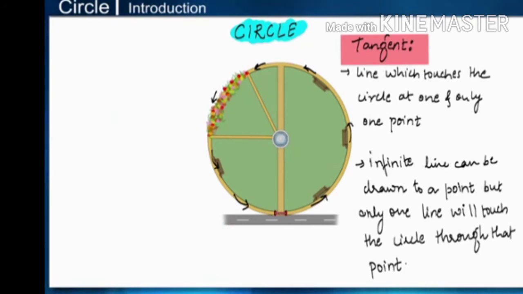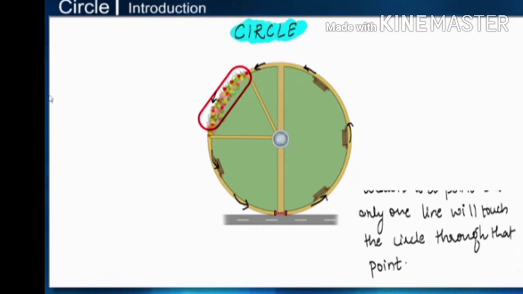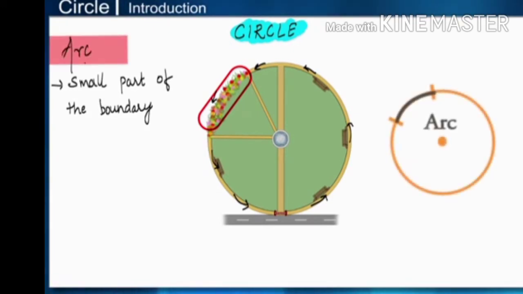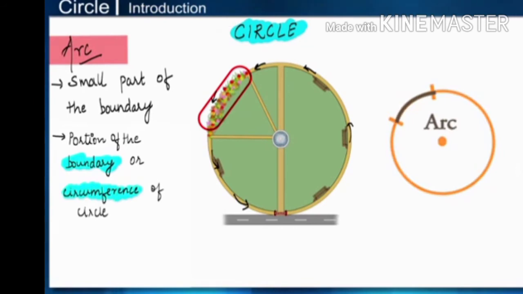On the boundary of the park, there is a part which contains all type of flowers. This area is just a small part of the boundary, and you can see that it looks like an arc, and so friends, it's called as an arc itself. An arc is the portion of the boundary or the circumference in the circle.